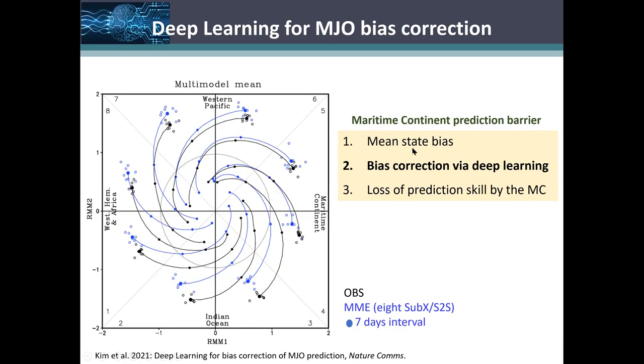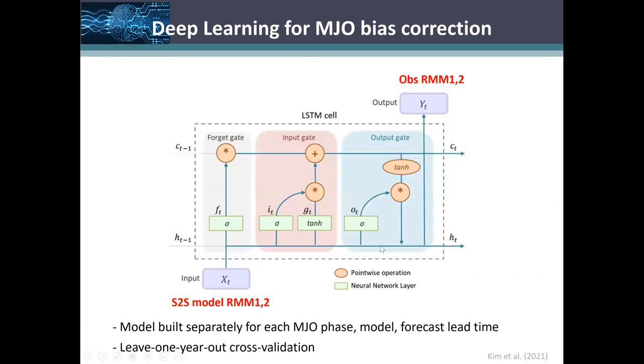And then, to understand the Maritime Continent prediction barrier, we try to link it with the mean state bias. We have the mean state bias, and we may also have some systematic MJO bias. For example, the MJO amplitude gets systematically weaker in specific phases of the MJO. Here we try to make a bias correction using some deep learning techniques.